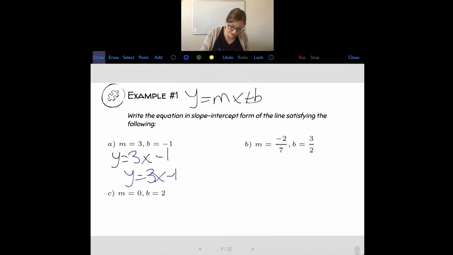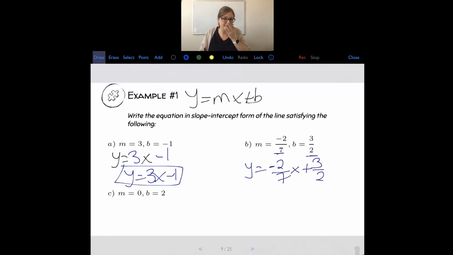Double check. Slope is 3, y-intercept is -1. It satisfies what we were given. Okay, same thing here. So this is my m. So this is the number that will go in front of x, and this is what will be added. So this would be y is -2/7x plus 3/2.